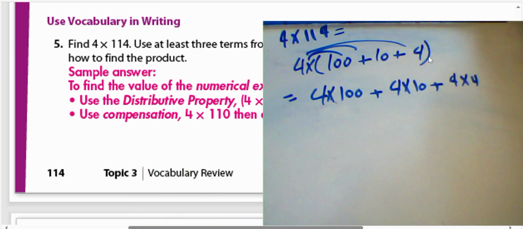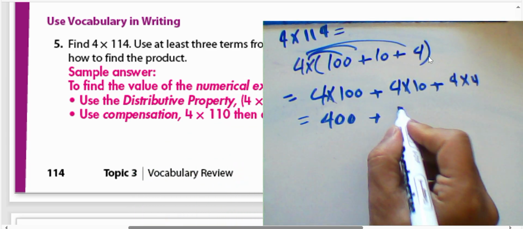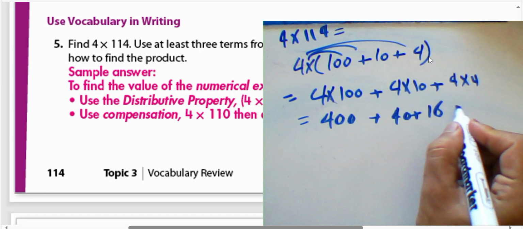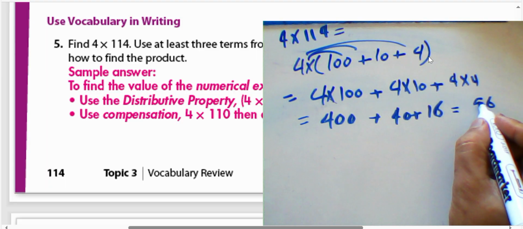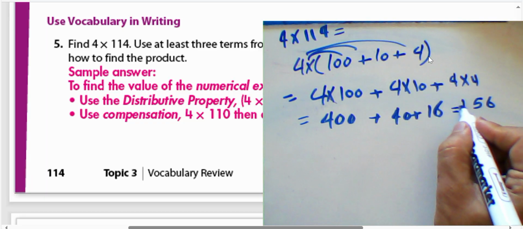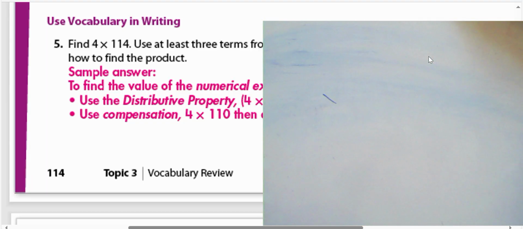Then we can find the result. 4 times 100 equals 400. 4 times 10 is 40, and 4 times 4 is 16. We can add together: 6, then 1 plus 4 is 5, and 4 in the hundreds place. The result will be 456. Okay, next question.